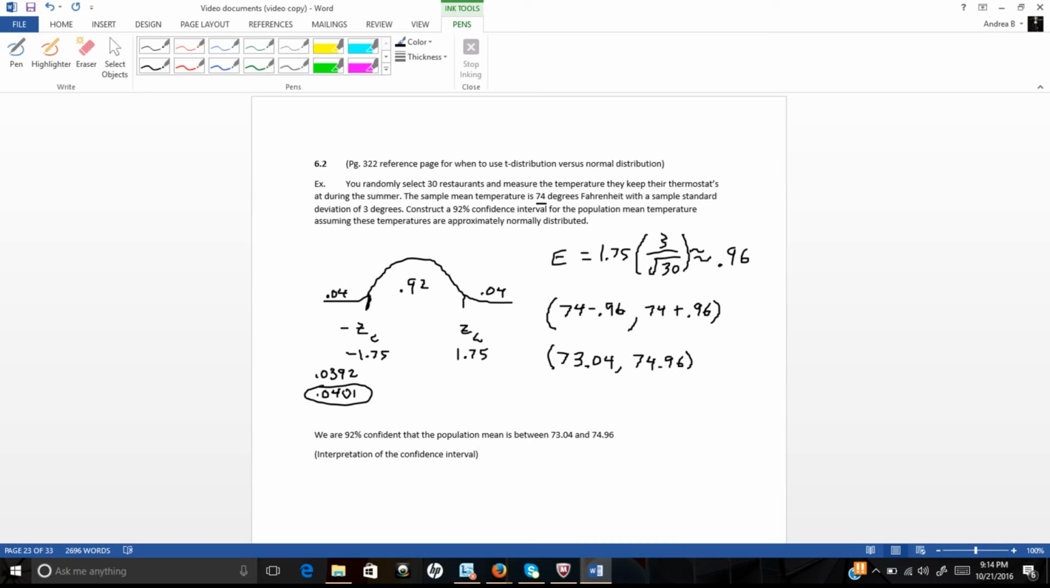So some of these problems will just ask for the confidence interval. Some of them might also ask for the interpretation. So you just write out whatever the confidence level was. That means that you're that confident that the population mean is between those two numbers. And then, like I said, if the sample size had been less than 30 here, instead of being equal to or greater than 30, then we would have used the T-distribution. So you also want to know how to use that. You'll have some of that in your 6.2 homework.